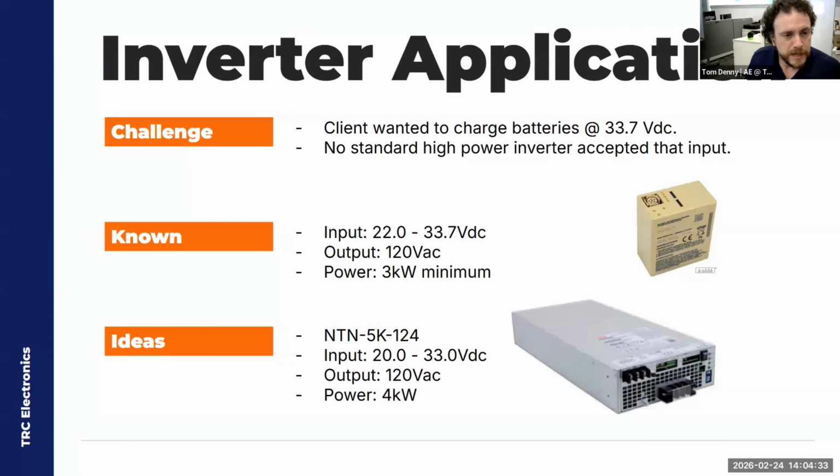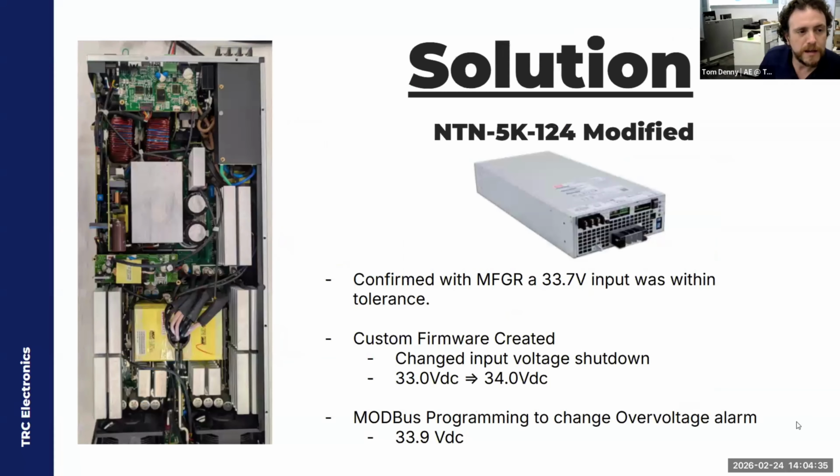Go to the next slide, please, Ty. All right, so what we ended up doing was a little modification here. We confirmed with the manufacturer that a 33.7 volt input was within the tolerance of the inverter. Even though it was only rated up to 33 volts, when we looked at the test reports, they'd been tested at a higher voltage than that. And so we were able to get 33.7 volts in there without causing any damage.